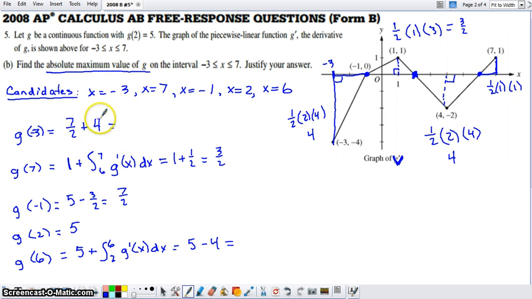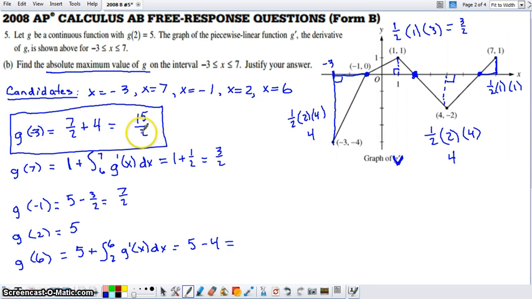If we're trying to develop an answer here, let's see, this would be 7 halves plus 8 halves, which would give us 15 halves, and 15 halves is definitely above 5, so our absolute maximum happens at the x value of -3, and it happens to be 15 halves.